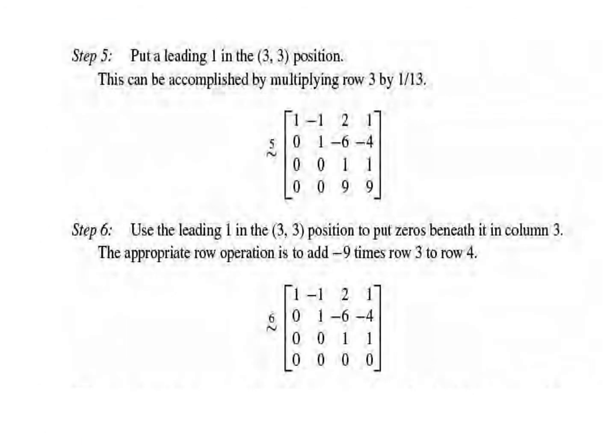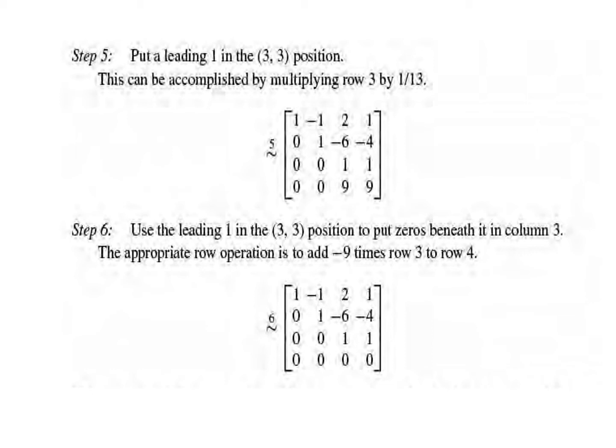Now, using that key element, we want to change the 3,3 position to 1. So we multiply row number 3 by 1 over 13. We find 1 here. Use the leading 1 at the 3,3 position to put zeros beneath it in column 3.